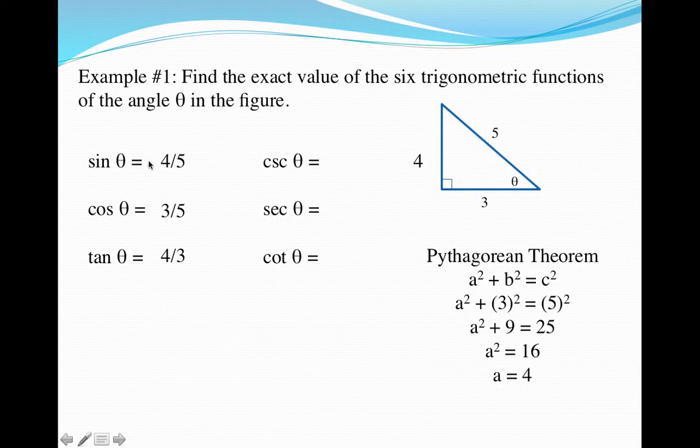Then we just need to take the reciprocals to find the other 3 trig functions, because the cosecant is the reciprocal of sine, so that's 5 over 4. The secant is the reciprocal of cosine, so that's 5 over 3. And the cotangent is the reciprocal of the tangent, so that's 3 over 4.